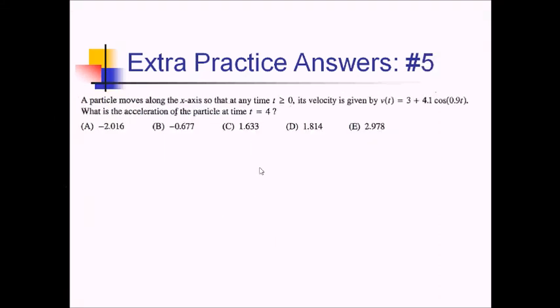For this problem, we have a particle going on the x-axis, so we have a velocity function of this in terms of time. We want the acceleration of our particle at time 4. Well, if this is the velocity, the acceleration at 4 is just going to be v prime of 4. So let's just do that on the calculator.